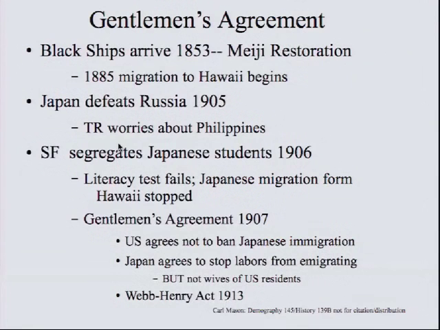This was not viewed as a great cost. The Japanese government was not particularly concerned about the rights of Japanese laborers immigrating. The Japanese government was concerned about its stature in the world. It was very concerned about being seen as an equal. And this Gentlemen's Agreement treated Japan as an equal. The U.S. agreed not to ban, the Japanese agreed to regulate.